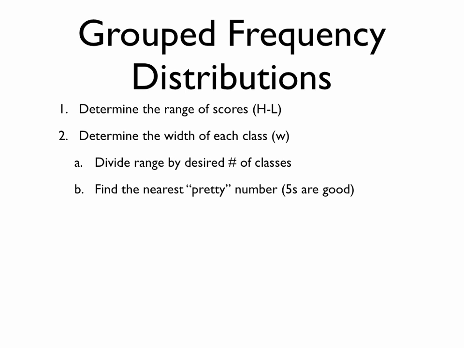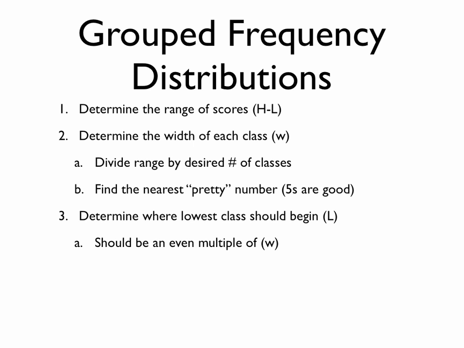Alright, then you need to determine where the lowest class should begin, and this should be an even multiple of W. So even if the lowest score you had was maybe something like 74, if you had a class width of W that needed to be 5, you would want to include that, which would mean you'd have to start at 70, not at 75, because you'd be missing a lowest score of 74. So you need to determine where the lowest class should begin and make it an even multiple of W.